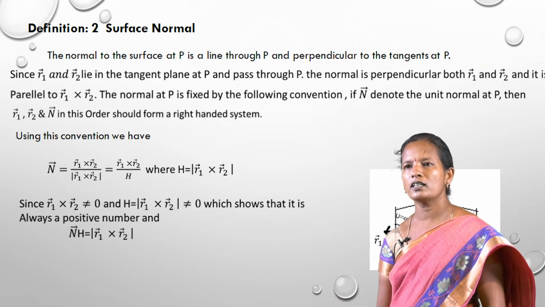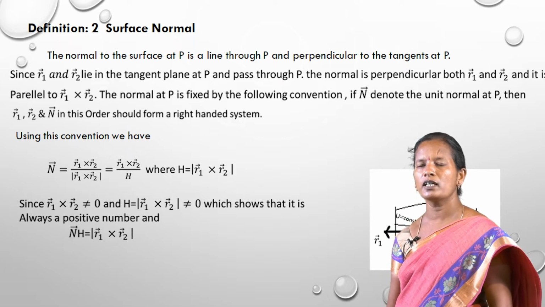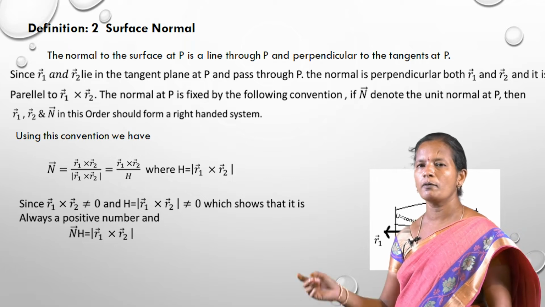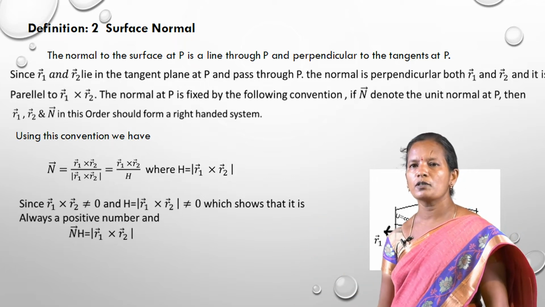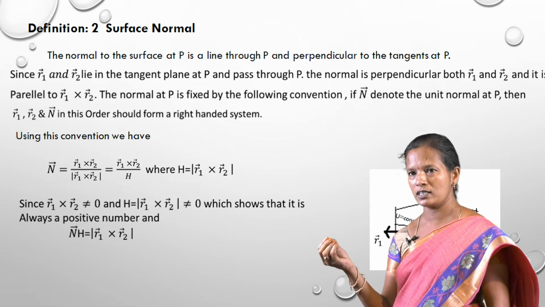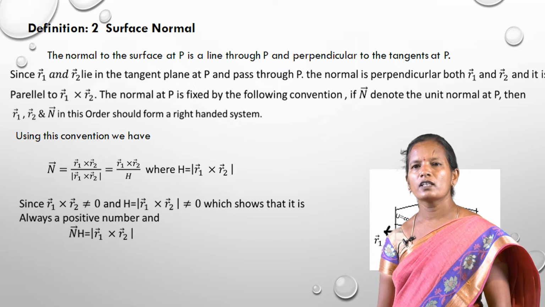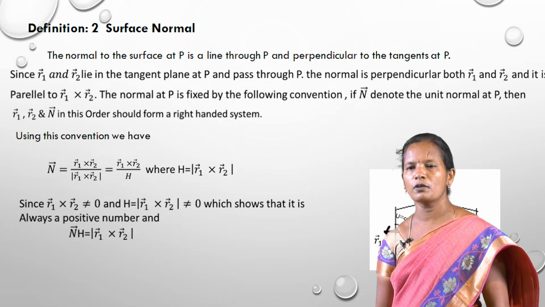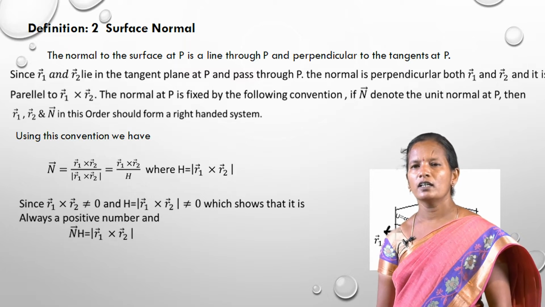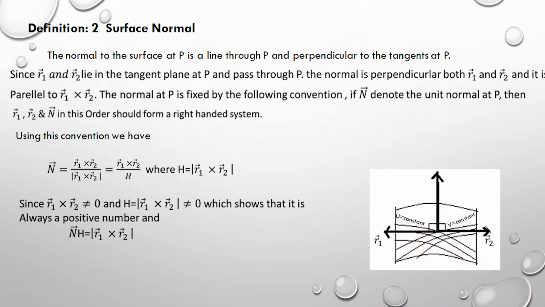If n vector denotes the unit normal at p, then r1, r2 and n vector in this order should form a right-handed system. Using this convention, we have n vector is equal to r1 cross r2 divided by modulus of r1 cross r2. That is r1 cross r2 divided by h, where h is equal to modulus of r1 cross r2. Since r1 cross r2 is not equal to 0, h is not equal to 0, which shows that it is always a positive number. And nh is equal to r1 cross r2. We see the diagram, where u is constant and v is also constant. r1 and r2 are vectors and n is the unit normal.